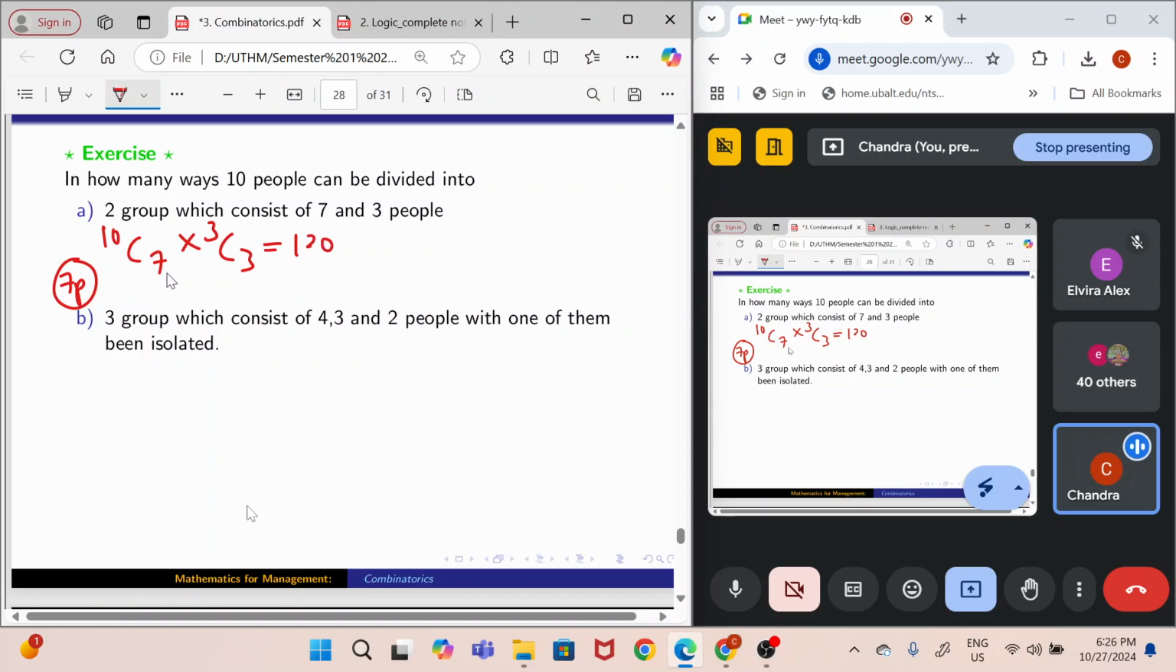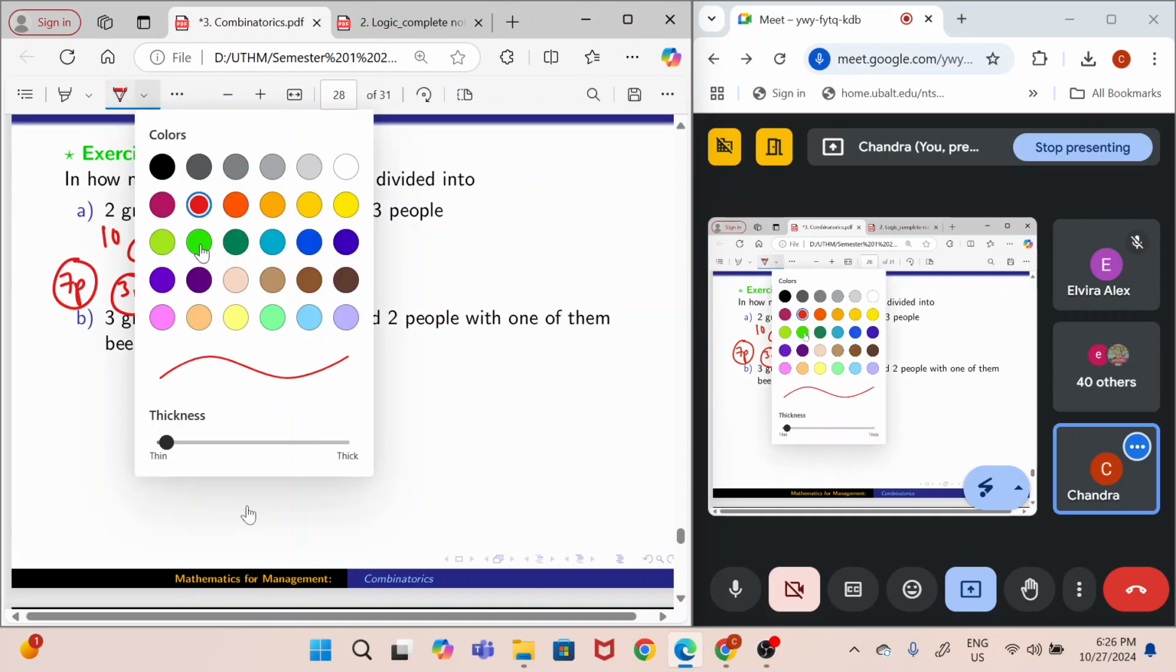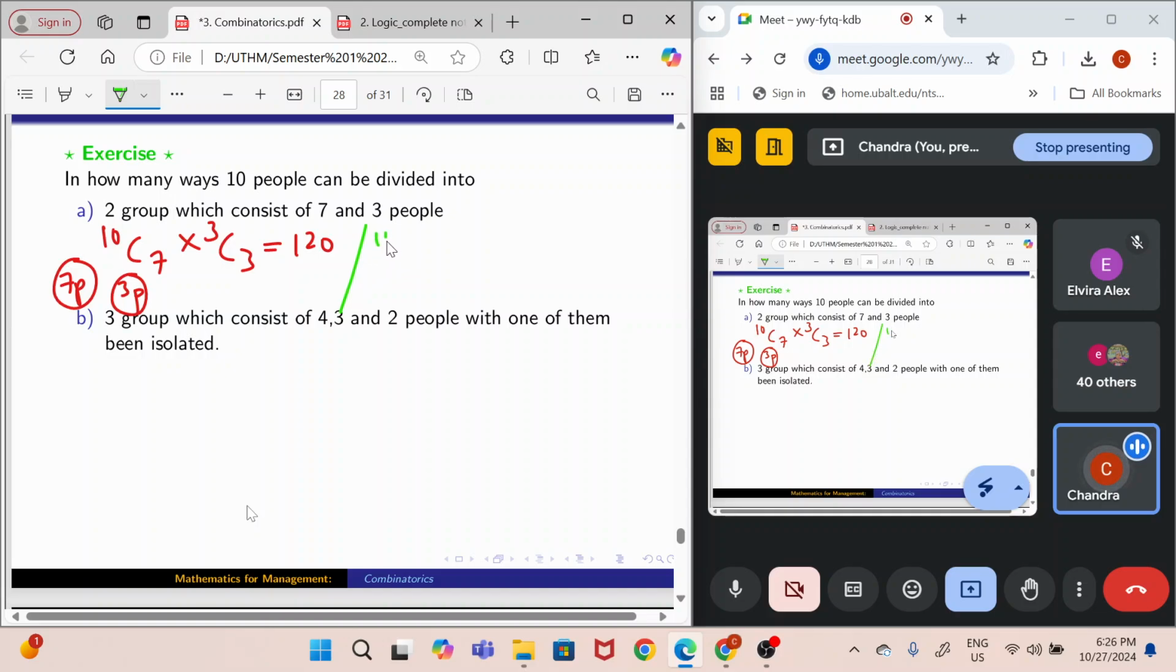So after you choose 7, you minus from 10. 10 minus 7 is 3. So out of 3, how many people you want to choose? 3 more people. That's how it goes. Or you can choose 3 people first. Out of 10, you choose 3 people. Left is how many? 7. Out of 7, you choose 7. You will get the same answer. Now you try B now. Try this.